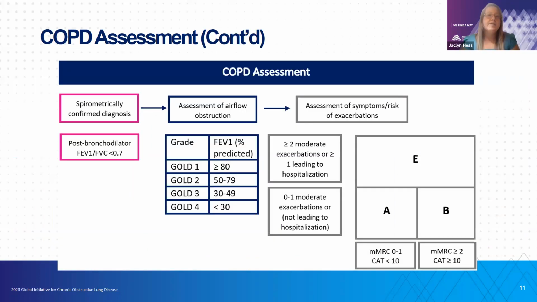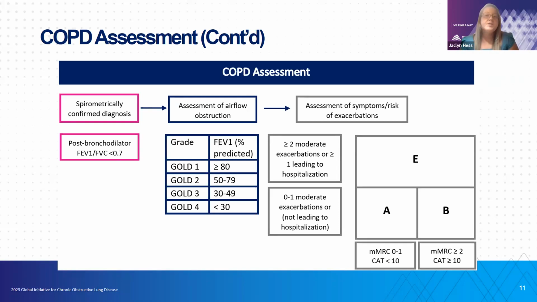So once we have a diagnosis, we then want to classify the severity through the GOLD grading system based on the FEV1 % predicted. After we understand that severity, we're looking at their symptoms and their risk for exacerbations to then determine their COPD group and further recommendations on management.